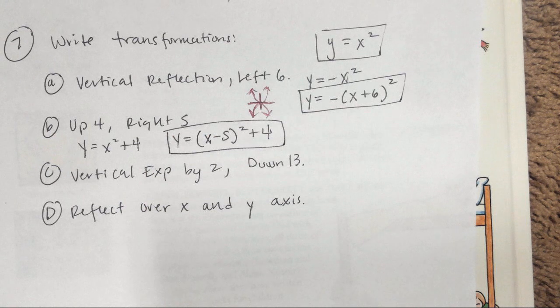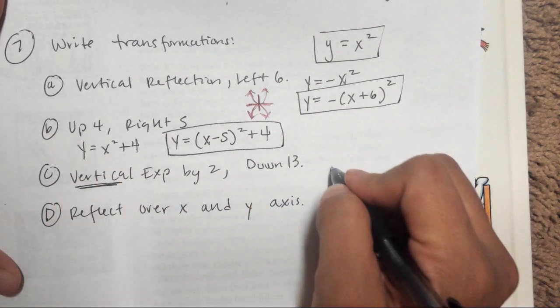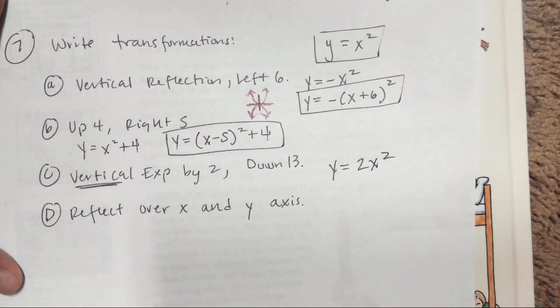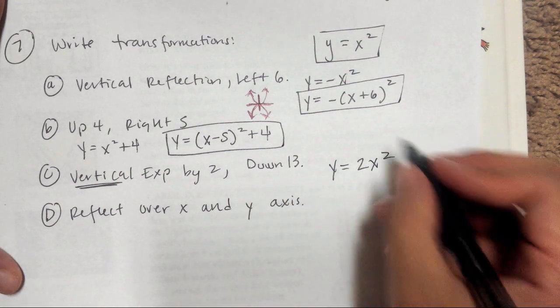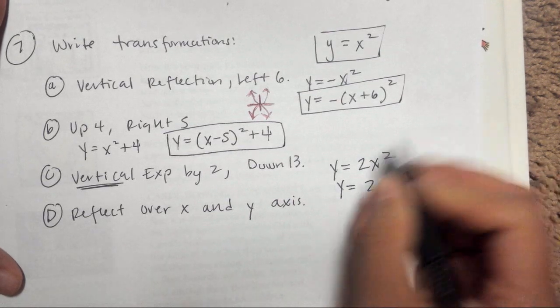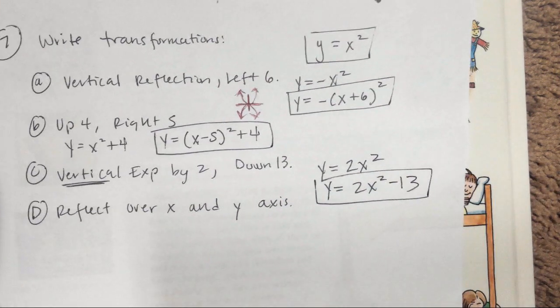Part C, it says vertical expansion. Vertical's on the outside, so it's going to be y equals 2x squared. And then it says down 13. So that's still on the outside because it's vertical, so I'm going to subtract 13. No parentheses for that one because we're all in vertical land.